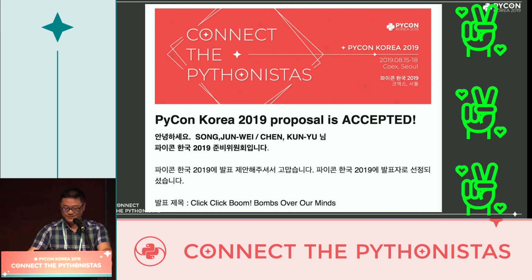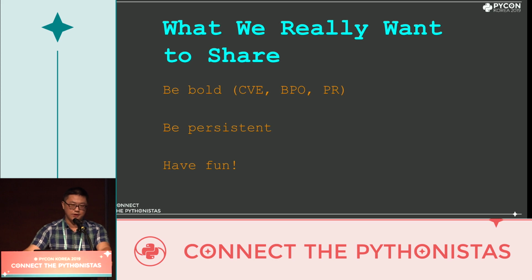Thank you. All right, so actually we have something we really want to share. We have three things that we really want to share. First, you have to be bold. For instance, if you really want something to happen, sometimes all you have to do is just ask for it. For example, we directly sent the application to the authority of CVE. We directly launched our discussion with the Python core developers on BPO. And we directly sent our pull request back to the CPython repository on GitHub.